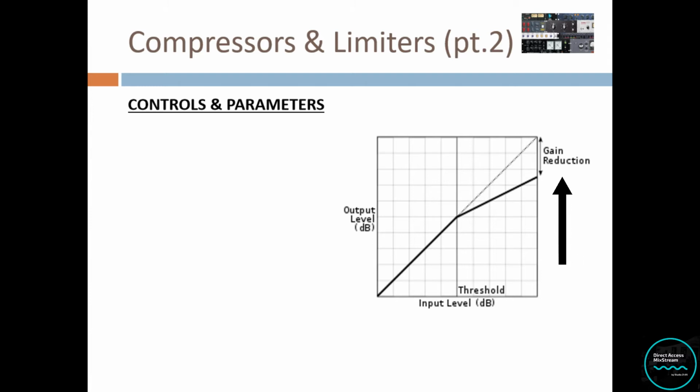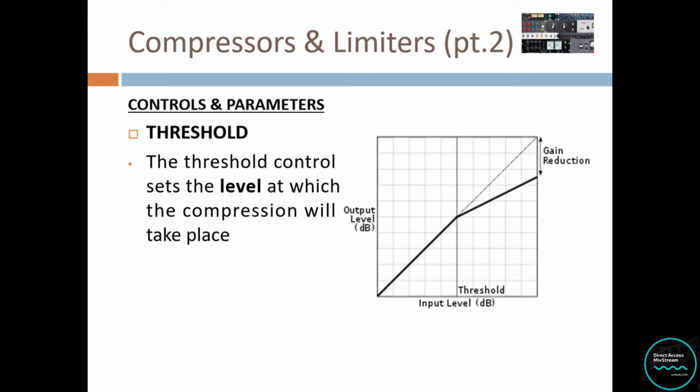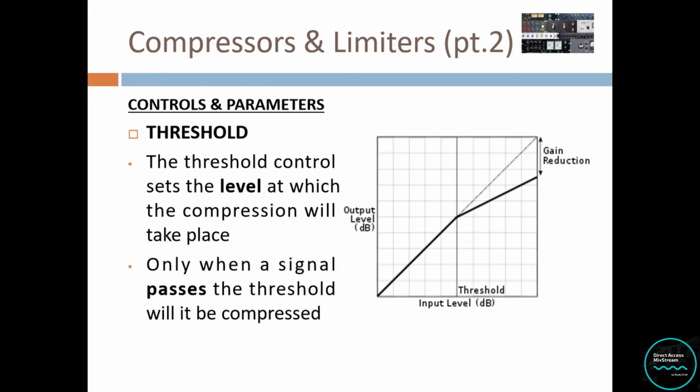So gain reduction, how much compression is being applied? Let's talk about threshold first. What is this threshold? The threshold is the vertical line. The threshold control sets the level at which the compression will take place. That's where it will start to compress. Only when the signal in the input passes the threshold will it be compressed.